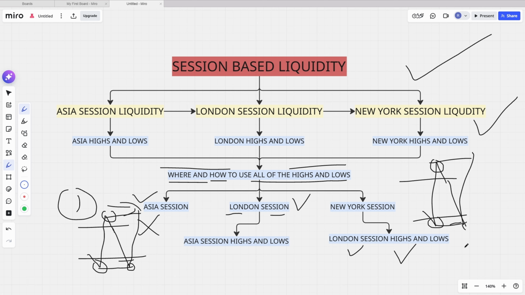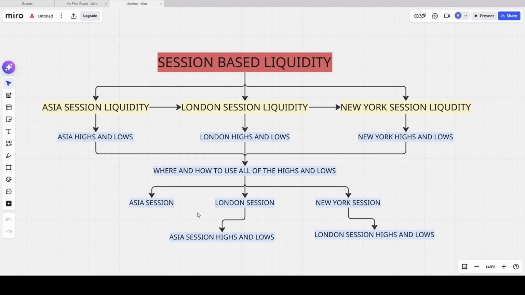So in simple terms, this is the process of how we use session highs and lows in our trading. The Asian session creates the range, the London session uses Asian liquidity, and the New York session uses London liquidity. Now that this concept is clear, let me show you some practical examples on the charts and explain how to take trades using these session highs and lows in real market conditions.